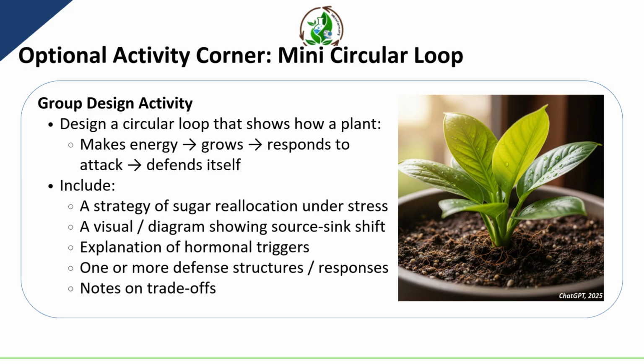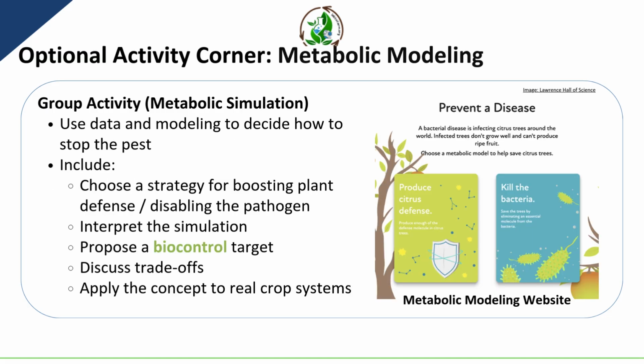In your loop, include one clear strategy of sugar reallocation under stress, a visual showing how source-sink relationships shift, and a brief explanation of the hormonal triggers you think are involved. Things like jasmonic acid, salicylic acid, or ethylene. Add at least one specific defense structure or response, such as VOC release, tougher cell walls, thorns, or leaf shedding. Finally, jot down notes on trade-offs. If the plant redirects more sugar and energy into defense, what does it give up? Growth? Reproduction? Storage?